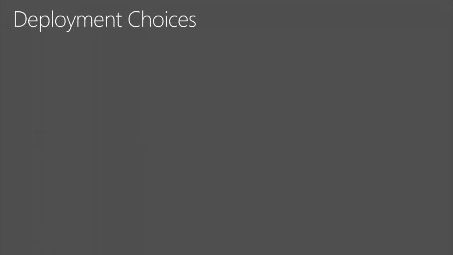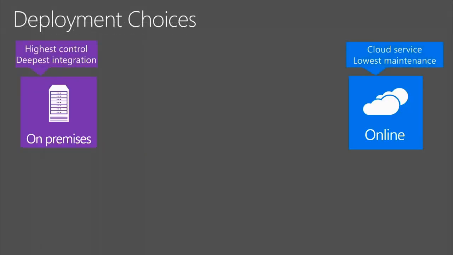Now, what are the deployment choices? Historically, there are two spectrums of the deployment. You do have the on-premise version of the product that gives you the highest control, gives you the deepest integration with what you have deployed in the rest of your on-premise environment. It comes with a price.